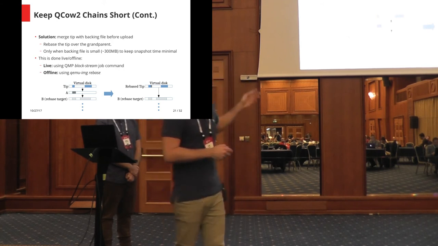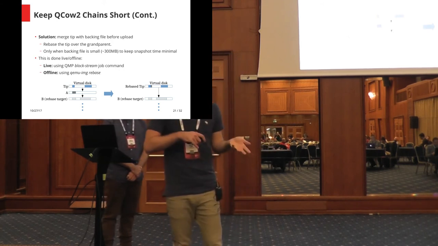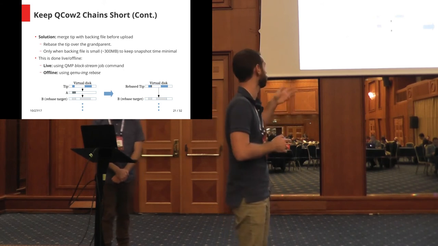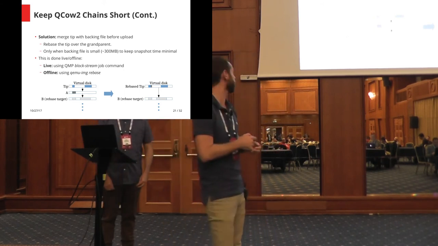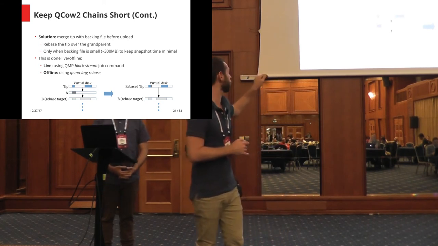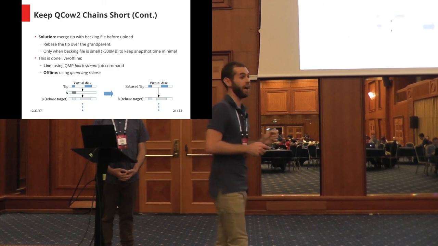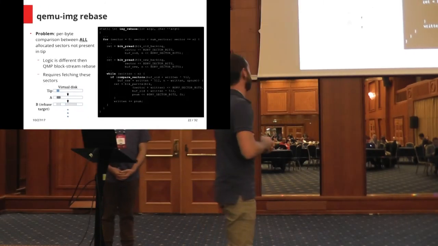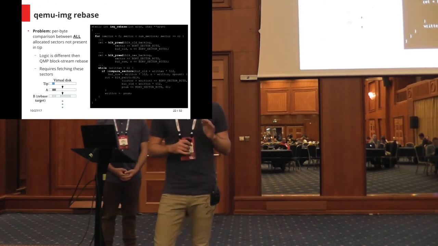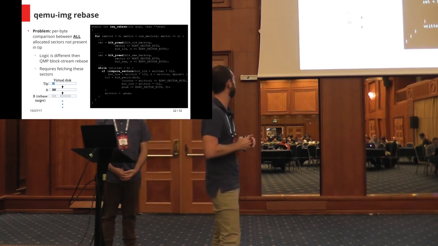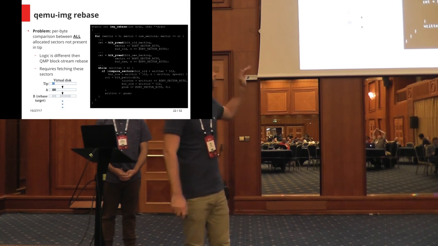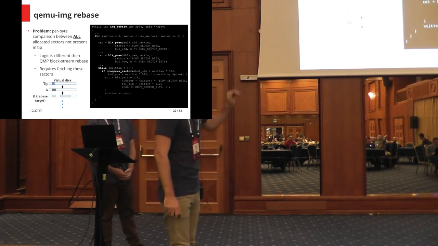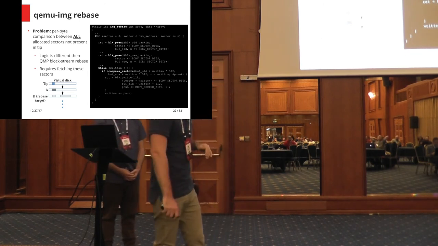Also, we do it in two cases, either if the guest is live or if the guest is offline. Live, we use the QMP block-stream job command in order to merge the changes from the backing file to the tip, or offline, using QEMU image rebase over the rebase target, which is the grandparent, file B. Okay? So let me discuss the QEMU image rebase command. The problem is that currently it works in a rather peculiar way. What it does is read the sectors from the old backing file, which is A, the parent, and the new backing file, which is the rebase target, B, and compare them with a byte-by-byte comparison, okay?